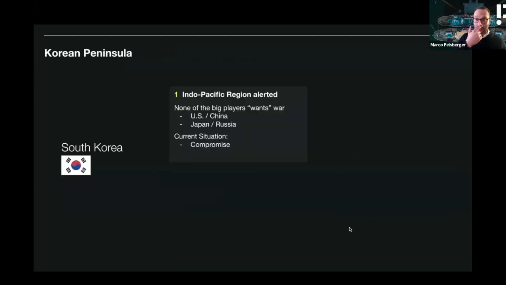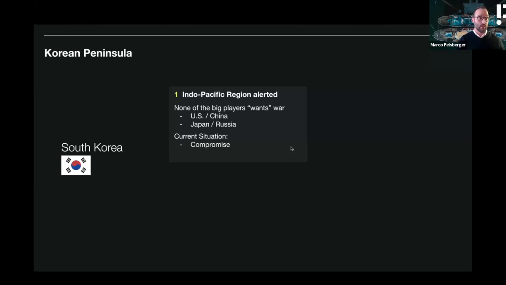I give you a bit of background on what went into the situation report, into the analysis of South Korea. First and foremost, the Indo-Pacific region was very alerted. So they're always alerted. They have a bit of a stalemate situation there. Neither one of the big players wants an escalation on the Korean Peninsula: US, China. They see no advantage at this point in some kind of escalation, same as Japan and Russia. So they try to moderate a compromise there. The tensions are, of course, very high, and it's a fragile compromise. But it is a compromise. It would have been much worse if one of these parties was actually interested in escalating that.